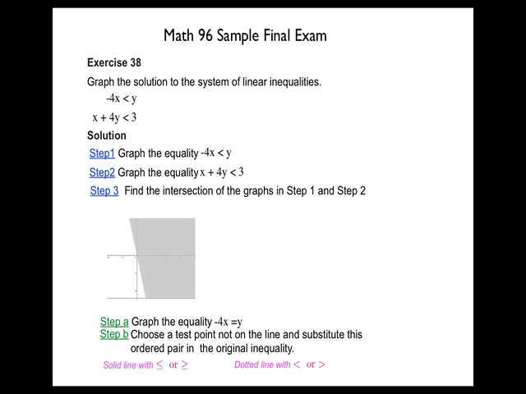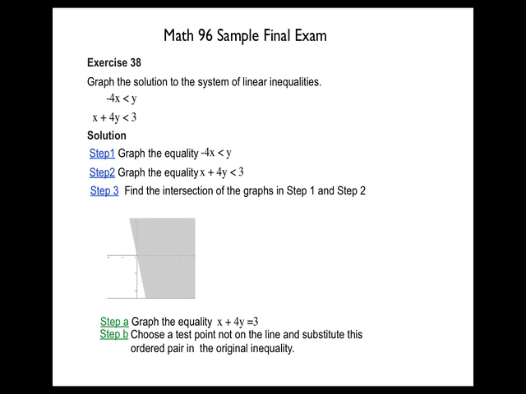We choose a test point that's not on the line and substitute that ordered pair into the original inequality. And if that is true, we shade the same side as the test point. If it's false, we shade the opposite side that contains the test point. So here's the graph for the first inequality.